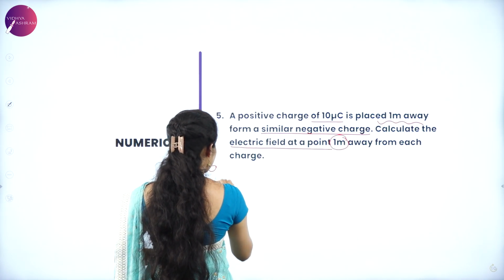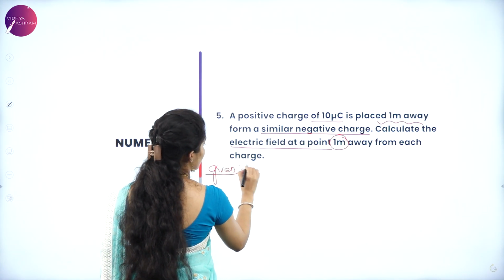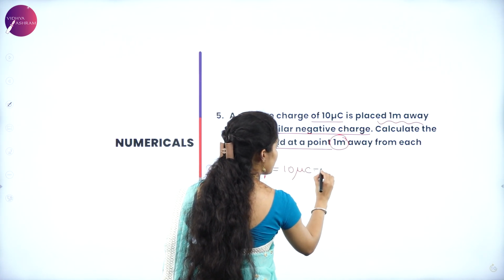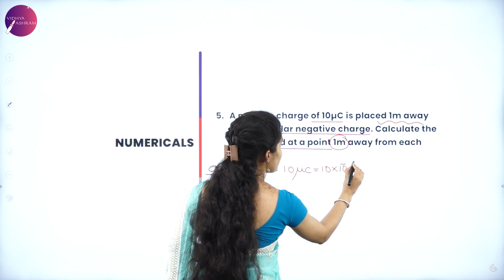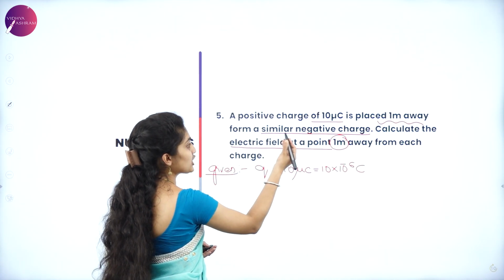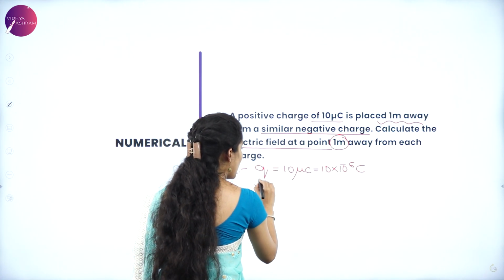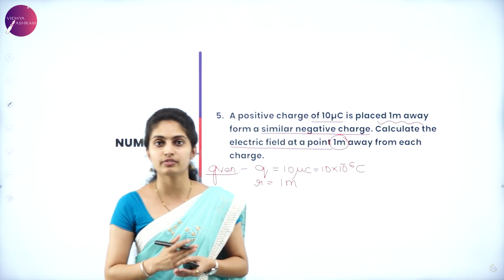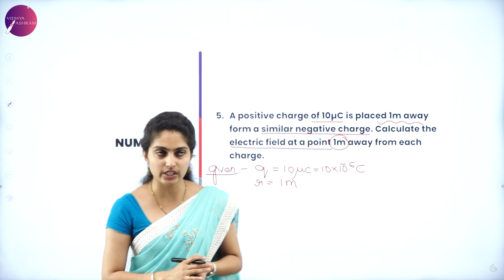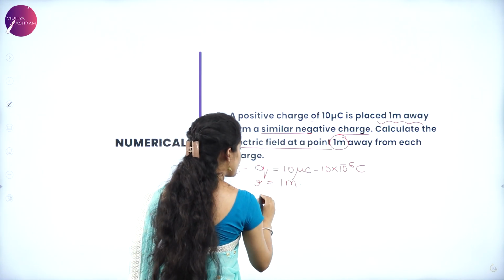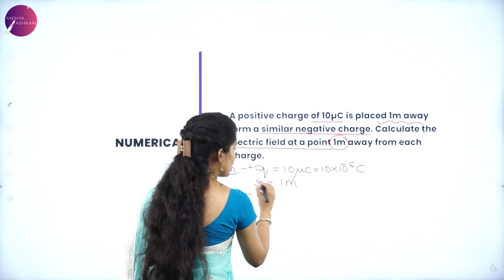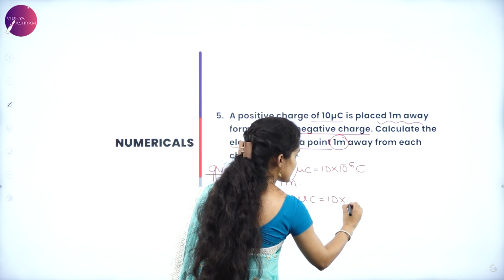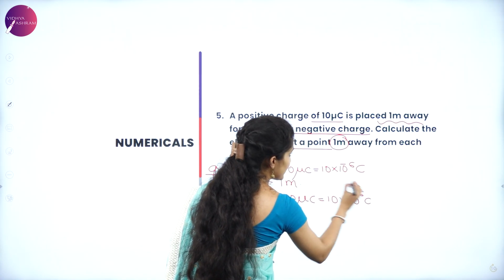So write given. A positive charge Q is 10 microcoulomb, which can be written as 10 into 10 to the power of minus 6 coulomb, placed 1 meter away. So distance R is 1 meter. There is no conversion here because it is already in meters; if it were centimeters, then we would have to convert it. For a similar negative charge, that is minus Q, this is plus Q and this is minus Q, it is 10 microcoulomb. So you can just write it as 10 into 10 to the power of minus 6 coulomb.